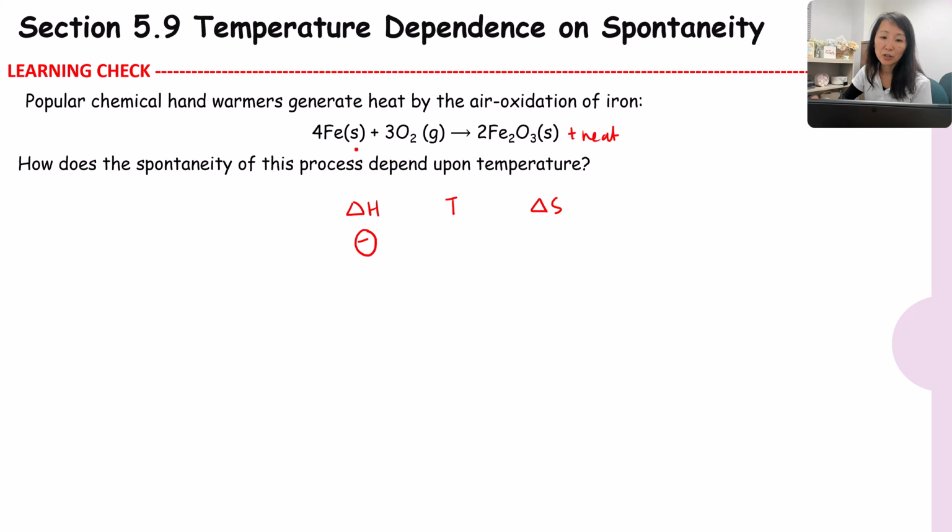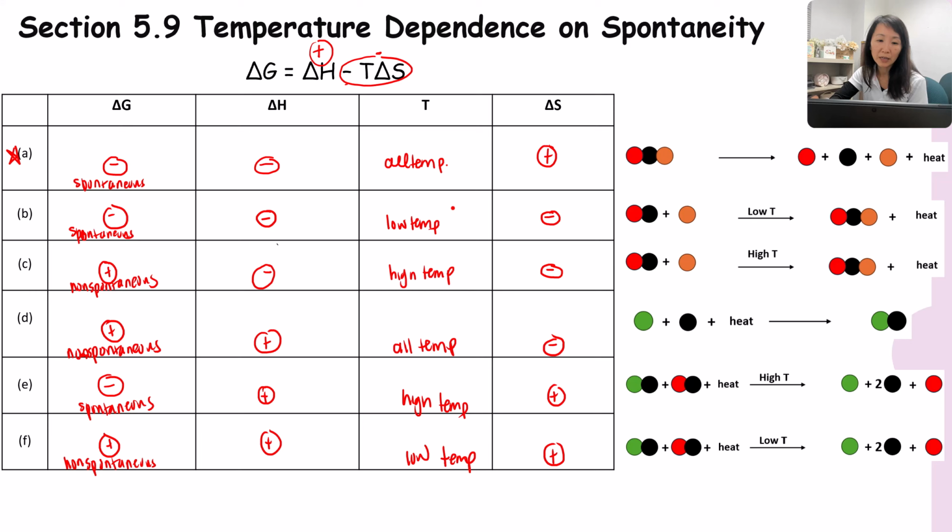Okay, so here's my solid and gas, and look at the number of molecules, 4 and 3 becoming 2, and it's becoming solid. So delta S is becoming more ordered, and therefore this would be a negative value. So these two are negative. So let's go back to that table: negative, negative.